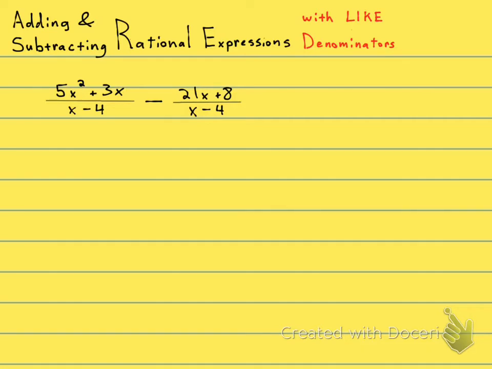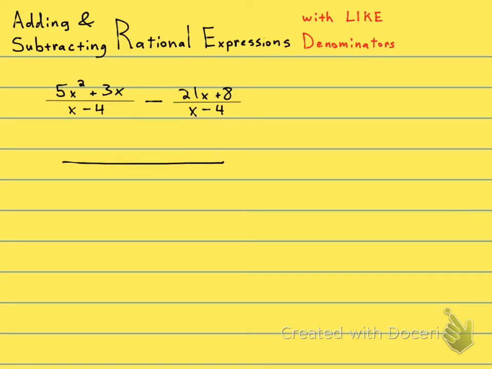We are subtracting a rational expression from another rational expression. Okay, subtracting two big fractions. Now, in order to subtract, you need a common denominator, which is what we have. We have this x minus 4, okay? And let's go ahead and put them together.